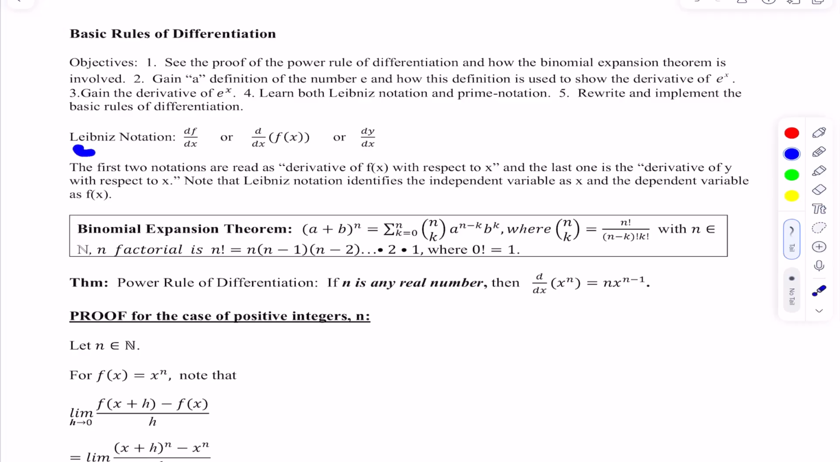Let's begin with Leibniz notation. You've probably seen it once before, but it looks like a fraction, but it's really not. This is actually a verb and a noun at the same time. We could read this as the derivative of f with respect to x. This is just saying the derivative of f of x with respect to x. And then the last Leibniz notation here says the derivative of y with respect to x.